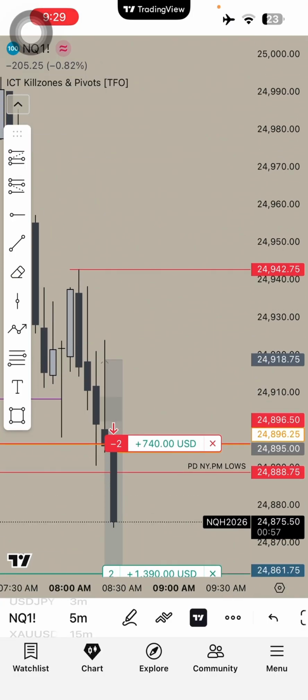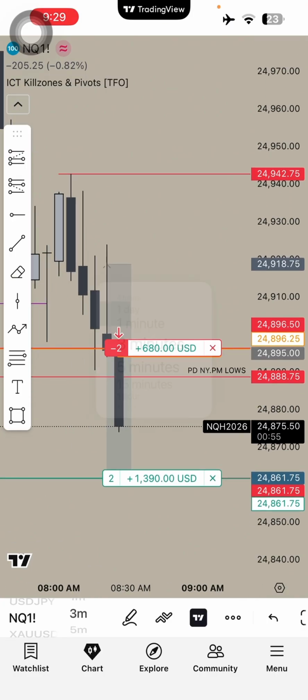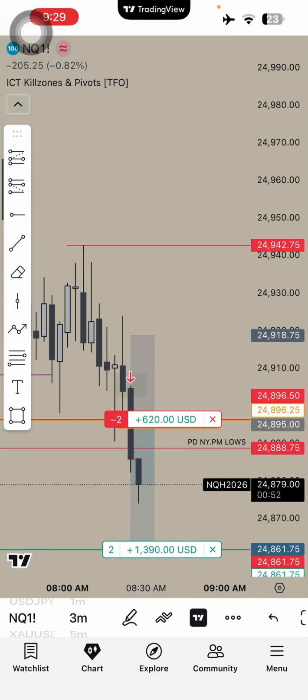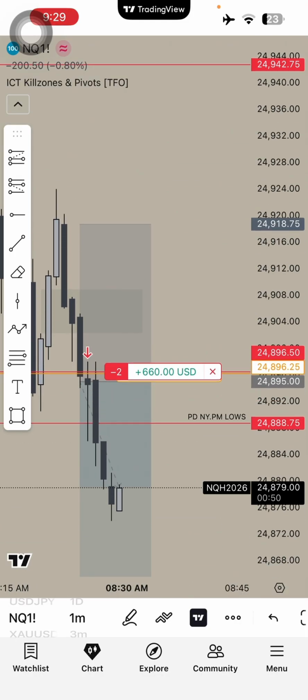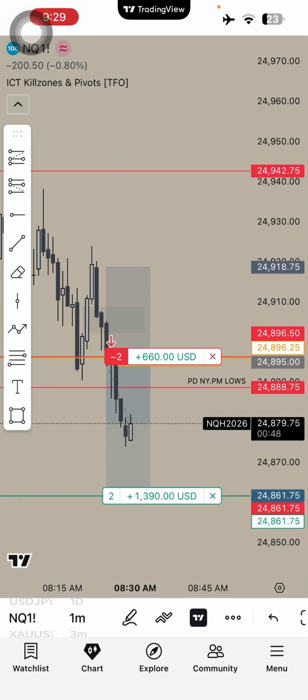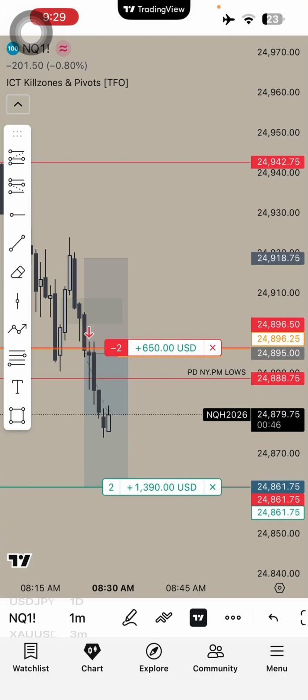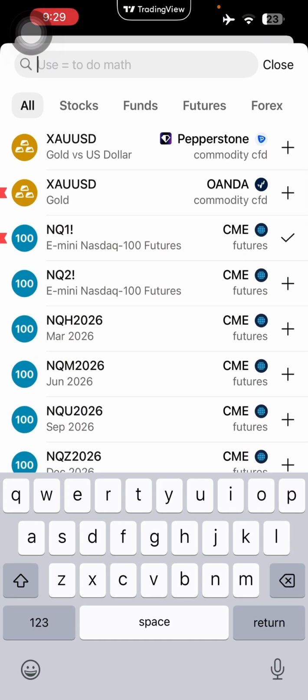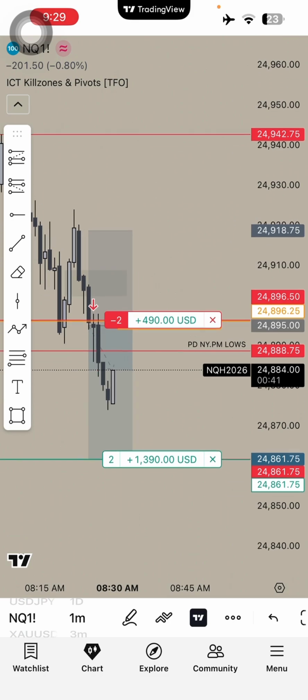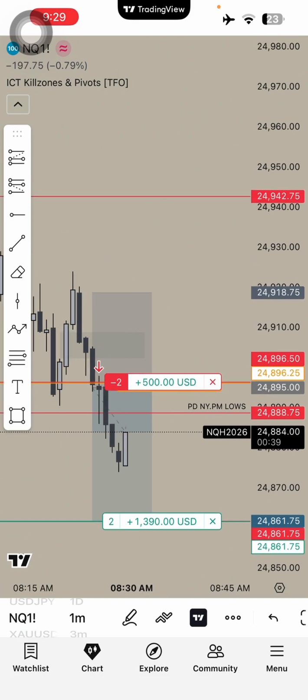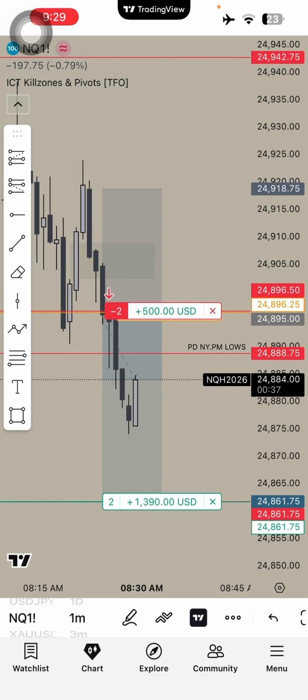Nonetheless, I want us to go lower here and take out previous day lows before we change order flow. If this ever fails to deliver, the only reasoning is ES already took it, but I do believe NQ should catch up. So I'll be updating it later on the outcome of this trade.